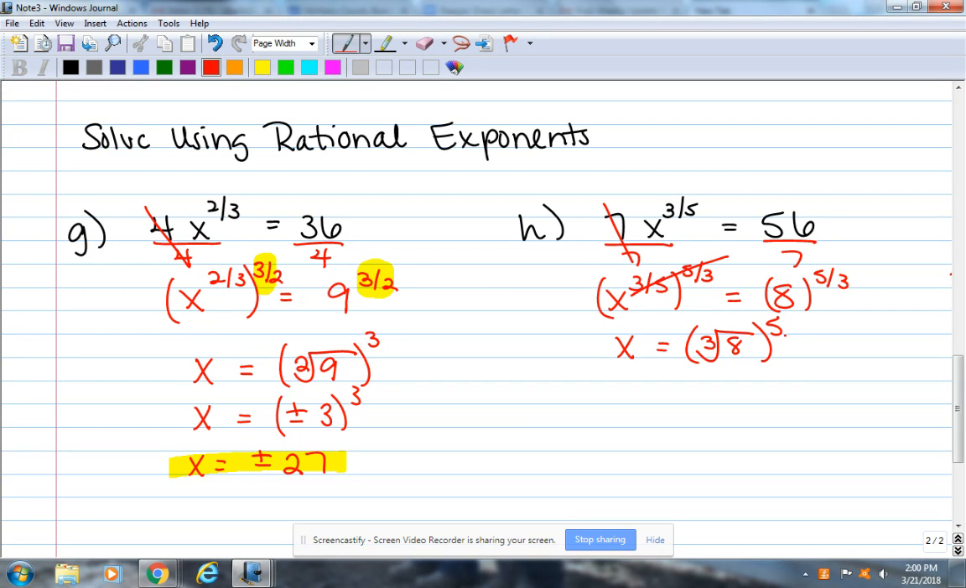So it's x equals plus or minus. You don't have to do plus and minus for a cube root because it's an odd root. You only do plus or minus with evens, so for square roots, fourth roots, 6th roots, 8th roots, etc. So what is the cube root of 8? 2. So this is 2 to the 5th power. And what is 2 to the 5th power? 32. Final answer.